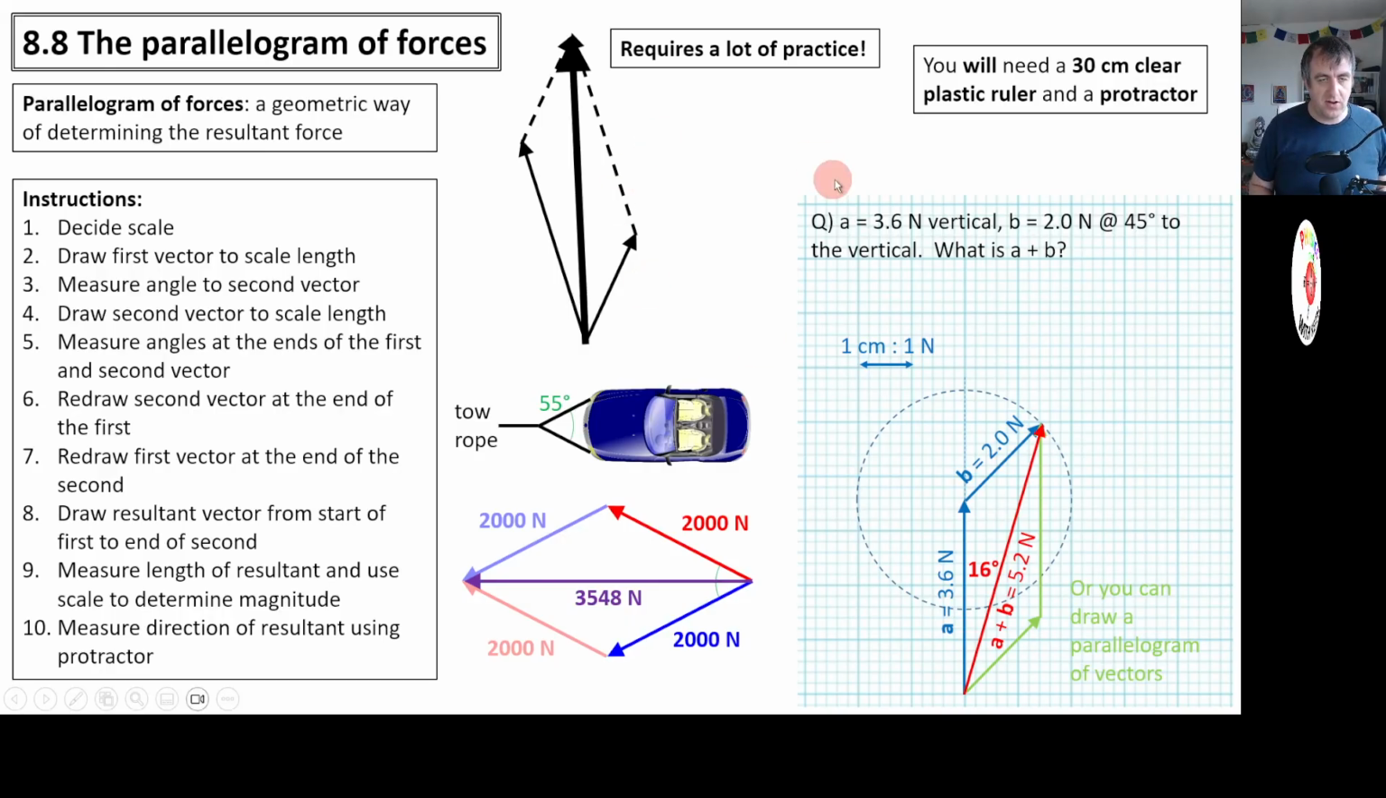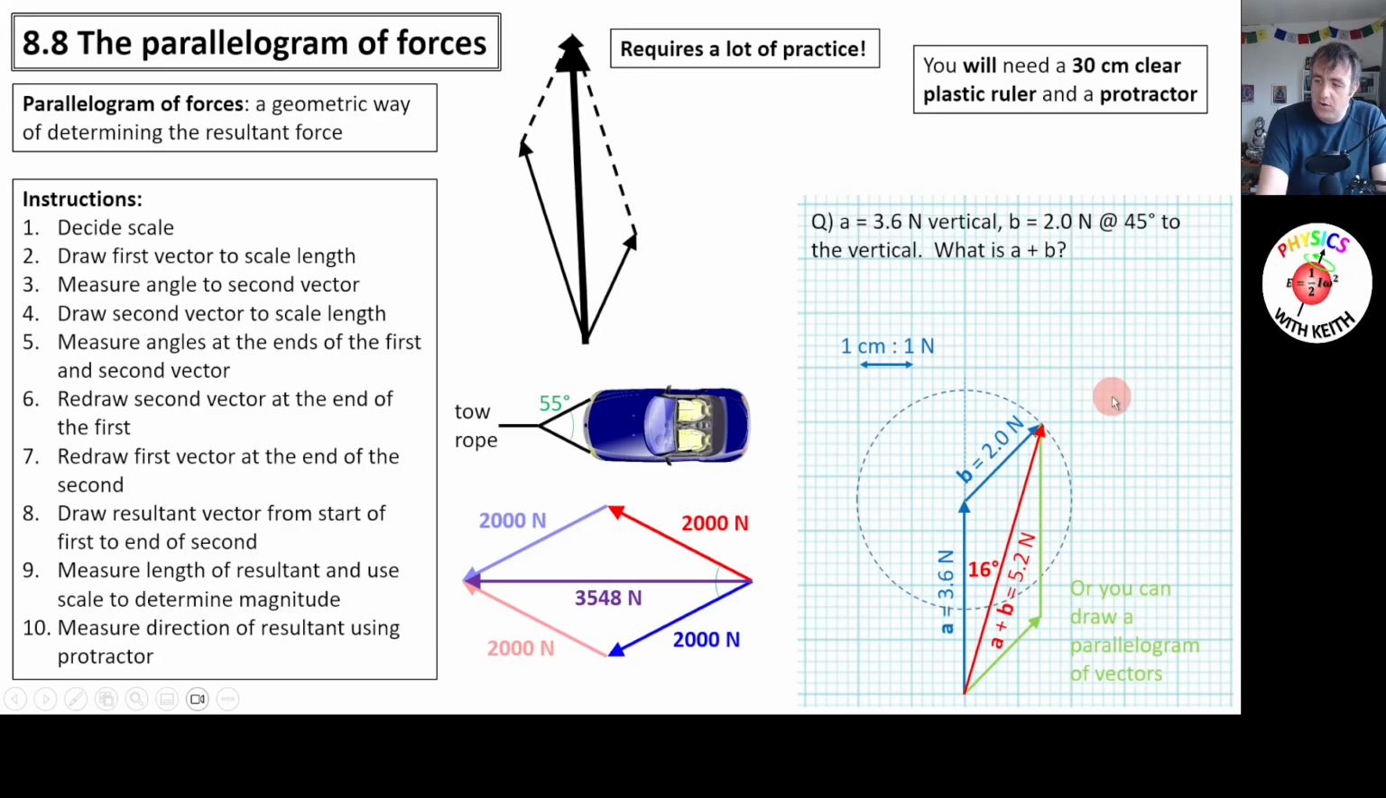Parallelogram of forces. We've met this already as well. So this should be nice and quick. Lesson 54. You've got to practice this. This takes a lot of practice. You need a 30 centimetre clear plastic ruler because you might have to draw a vector diagram diagonally across an A4 piece of paper, and then you might find that your 15 centimetre ruler is just not long enough. You need a protractor as well. Don't rely on your exams officer to have a supply of spare protractors. You need to have your own protractor.